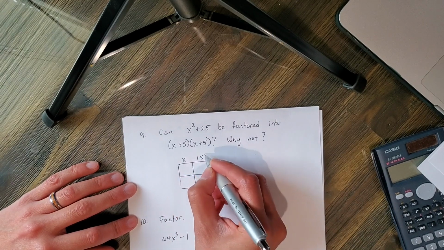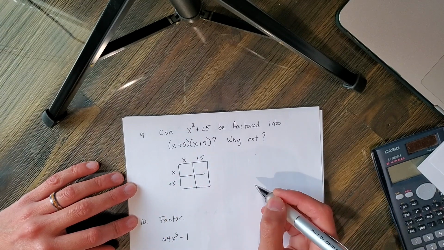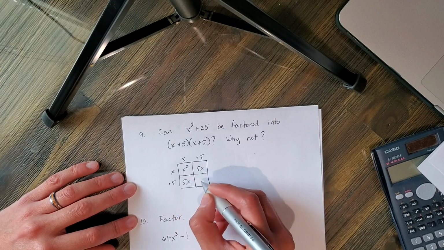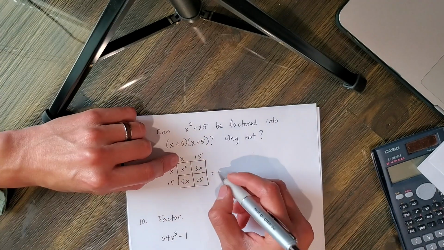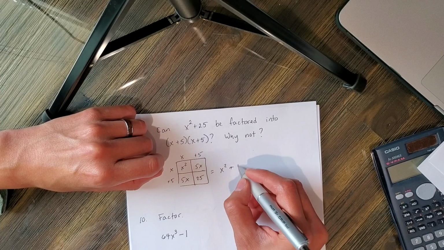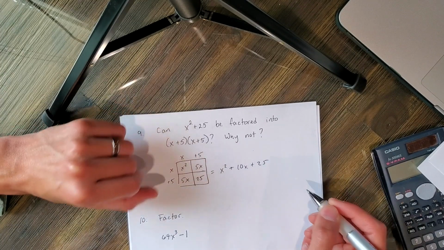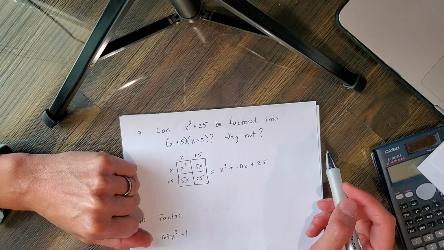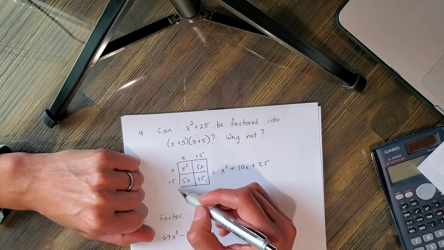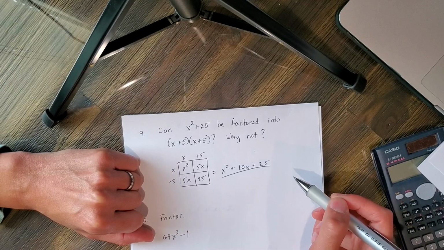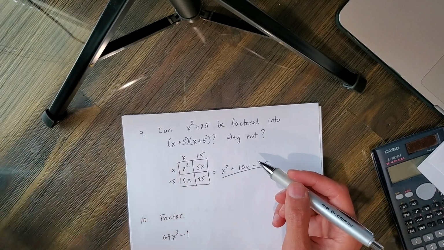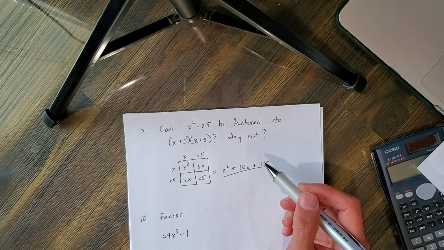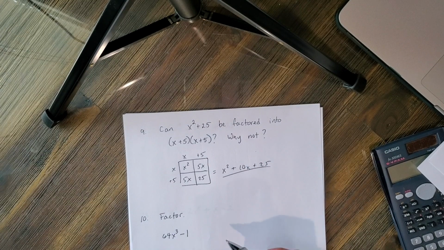Let's do that. X plus 5, x plus 5. Let's see. That'll be x squared plus 5x, right here, 5x, and 25. So we get x squared plus 10x plus 25. Notice we end up with a trinomial, not the binomial that they said. So the reason we can't is because these will give you a trinomial, okay? So that's the reason why x squared plus 25 cannot be factored into x plus 5 times x plus 5. It's just not the correct pattern.